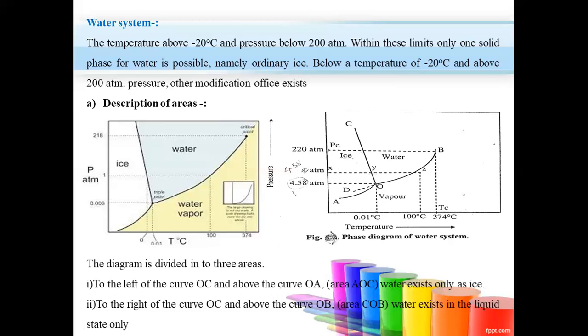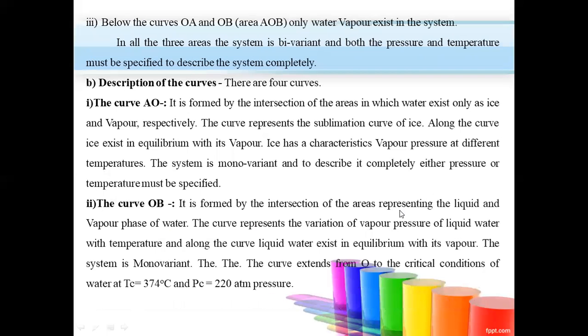To the left of the curve OC and above the curve OA, in the area AOC, water exists only in the ice form. To the right of the curve OC and above OB, the area COB indicates water existing as a liquid phase. Below the curves OA and OB, in the area AOB, only water vapor exists in the system. These three areas of the system are bivariant, and both pressure and temperature must be specified.